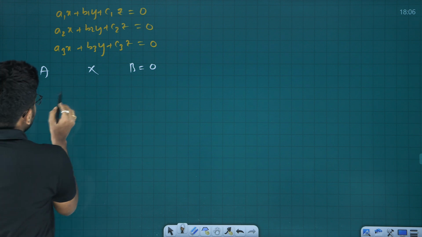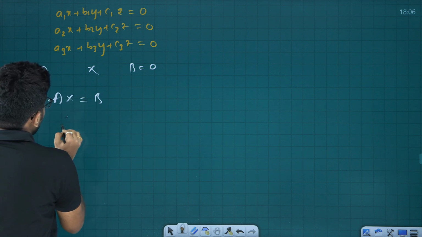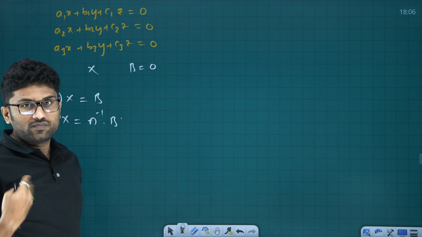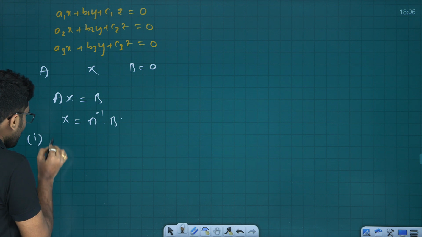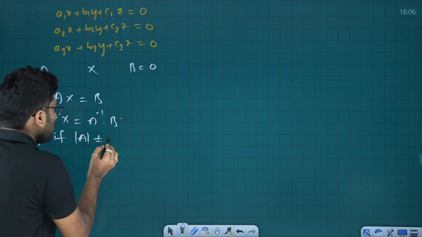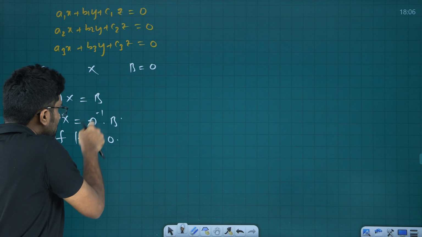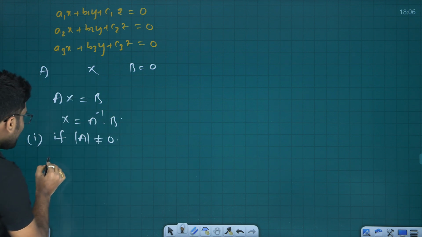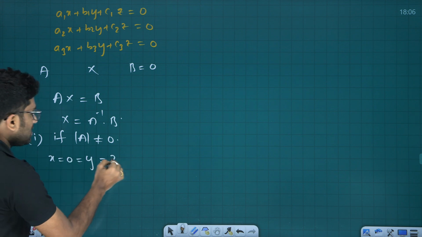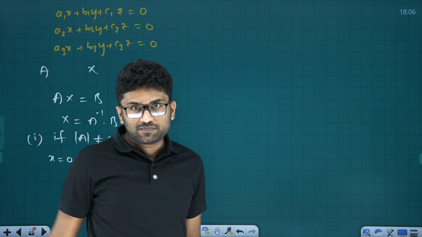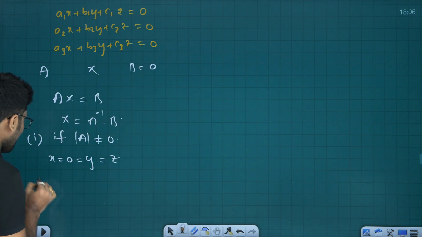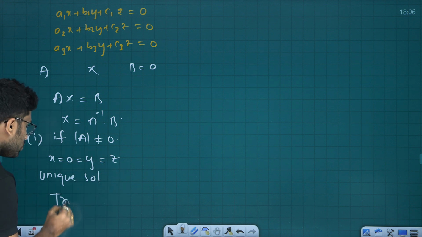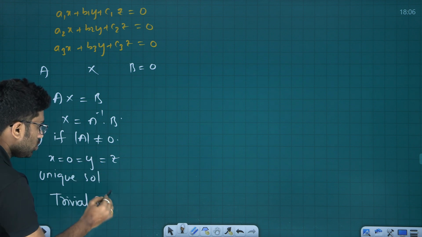Okay, so we know AX is equal to B and X is equal to A inverse into B. Now if B is 0, in this case, number 1, if det A is non-zero, non-zero means A inverse exists. A inverse into 0 you get the 0 matrix. So that means x equals 0, y equals z equals 0 is the unique solution we get. The system is consistent, and this solution we have a special name for, called trivial solution, friends.